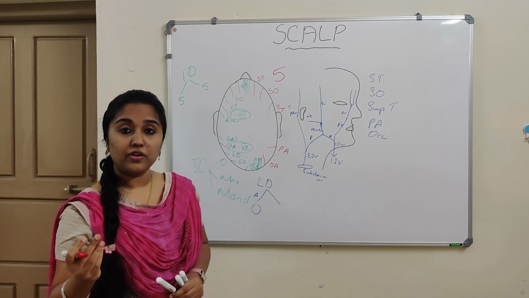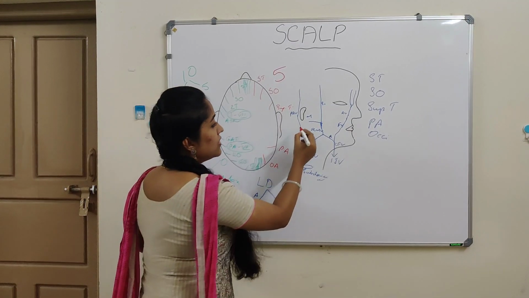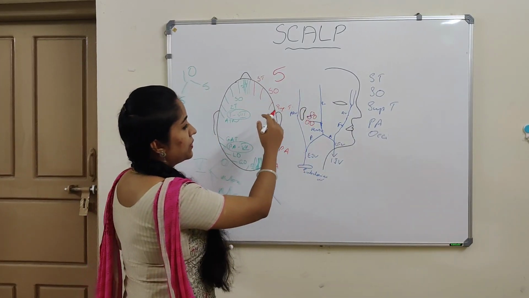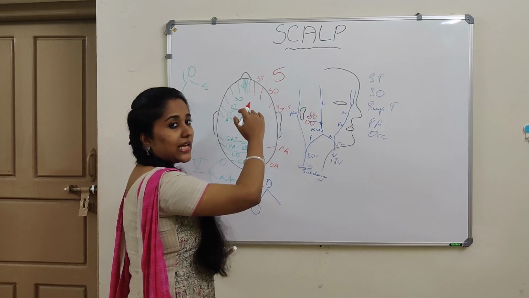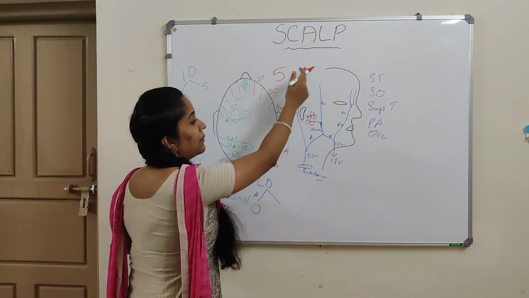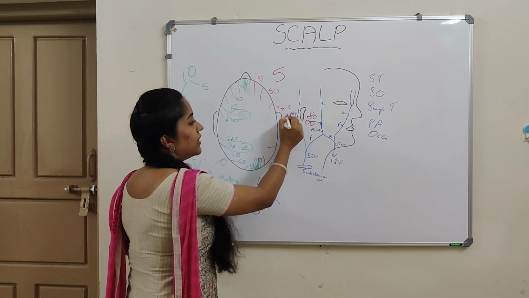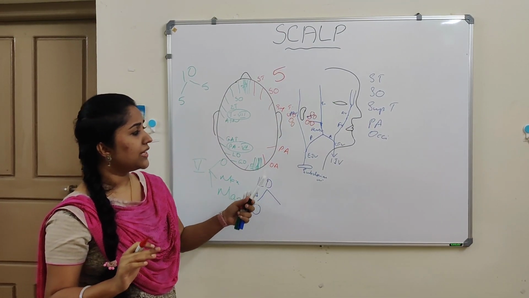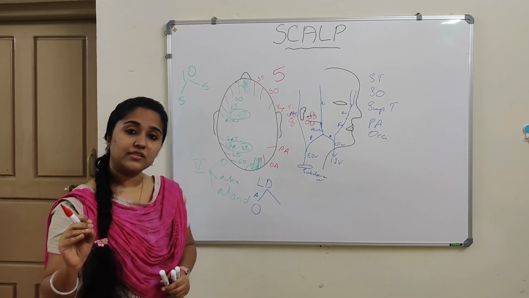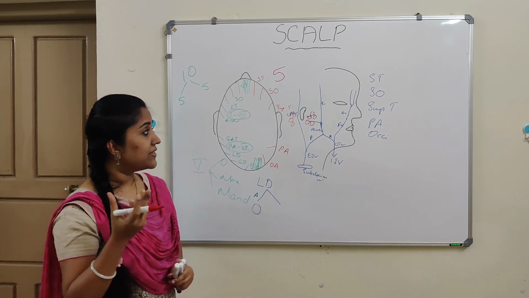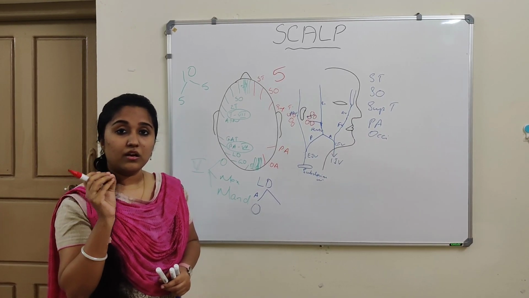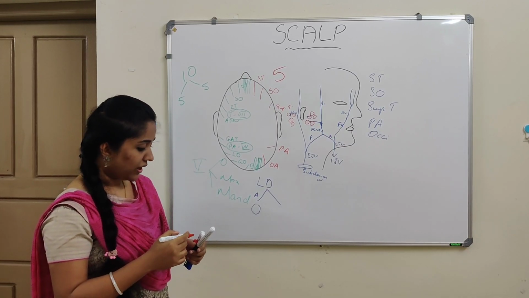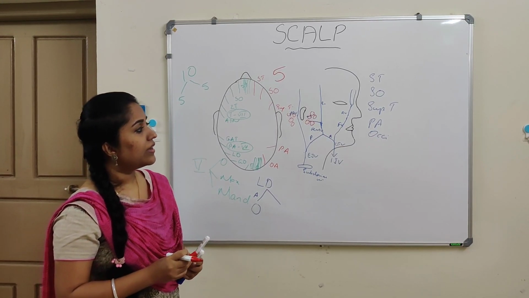The anterior group of lymph vessels drain into the superficial parotid lymph nodes, the preauricular region. Whereas the posterior group, the anterior part of the scalp drains into the superficial parotid, and the posterior part into the postauricular or the mastoid lymph nodes or the occipital lymph nodes. Okay, so these are all about the lymphatic drainage. Importance of lymphatic drainage is that in case of infections or infestations like lice on the scalp, these lymph nodes get enlarged. Okay, so that's all about the scalp.